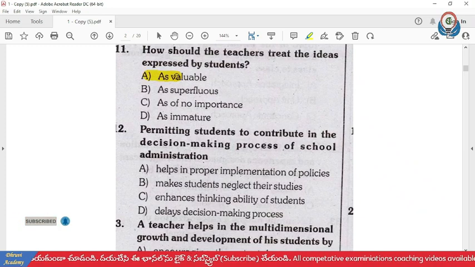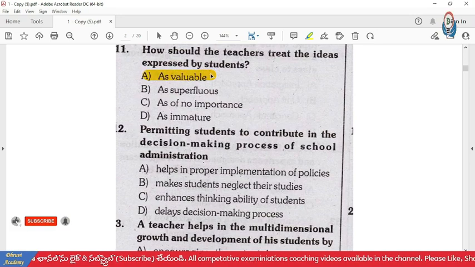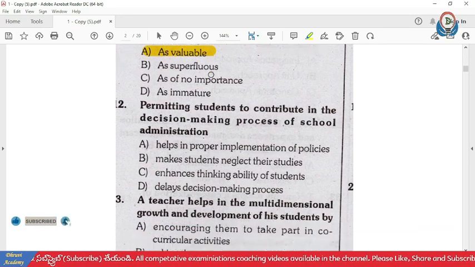The teacher should treat the ideas of the student as valuable. This is the right answer.